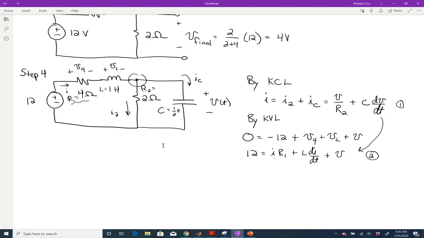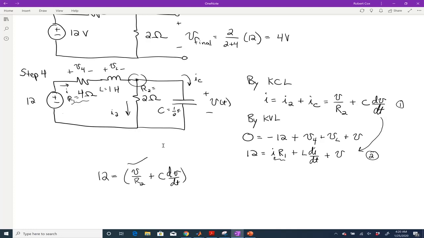So I need to plug it into two places. If I plug it in for I, then this term, the first term, I R1, only becomes in terms of V. And if I plug the same equation into the second term, it also becomes only in terms of V. So if I do that, I get 12 equals, so I substitute into this first term, V over R2 plus C dV dt.